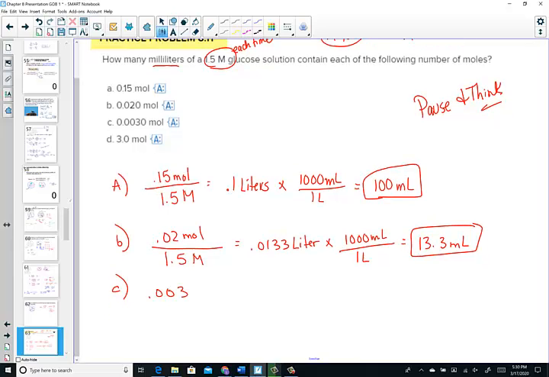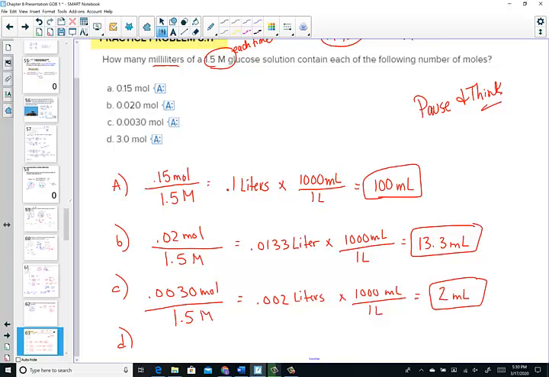Letter C: 0.003 moles. Concentration is still the same, 1.5 molar. 0.003 divided by 1.5 is 0.002 liters. Slide that decimal 3 spots to the right to convert your liter to a milliliter, and you have 2 milliliters.